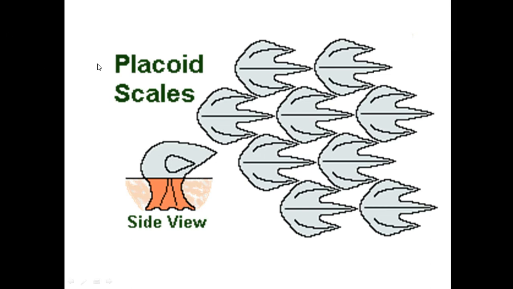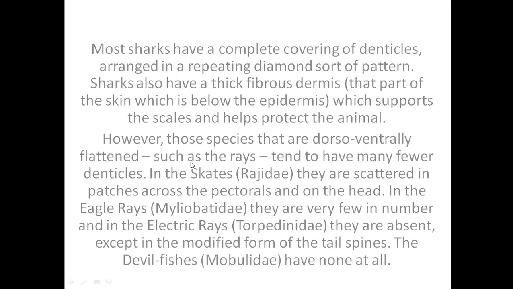So the central region is the pulp, this is the dentine, and the outermost layer is made up of enamel. Most of the sharks have a complete covering of scales. The arrangement, if you look, looks like a repeating diamond-like pattern. Diamond-shaped structures are repeated in the pattern.